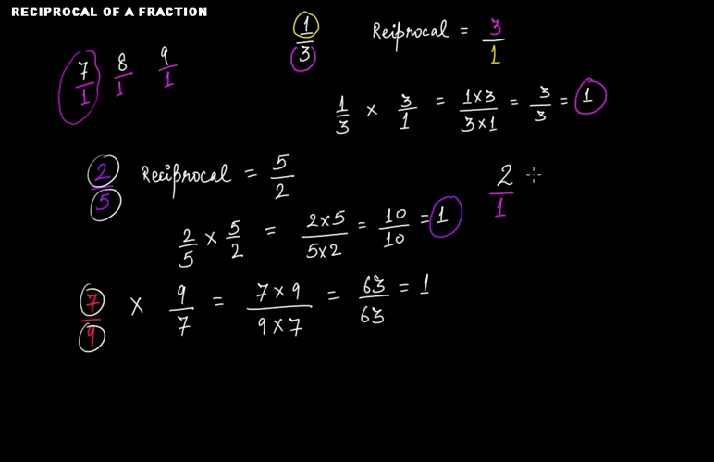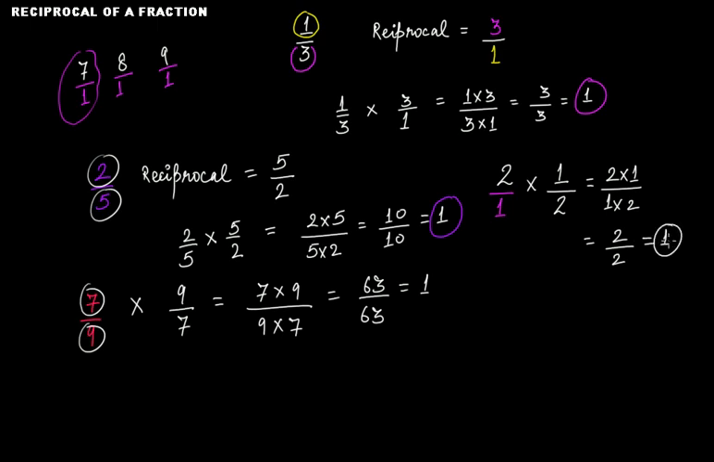So 2 divided by 1 means that this is a fraction now, and if you have to write the reciprocal of 2 over 1, the denominator in this case is 1, so it will become the numerator in the reciprocal, and the numerator in this fraction is 2, therefore in the reciprocal it will become the denominator. So the reciprocal of 2, which can be written as 2 divided by 1, will be 1 by 2. And even in this case, if you multiply, you will get 2 times 1 is 2, and 1 times 2 is 2, so 2 divided by 2, that is 1.